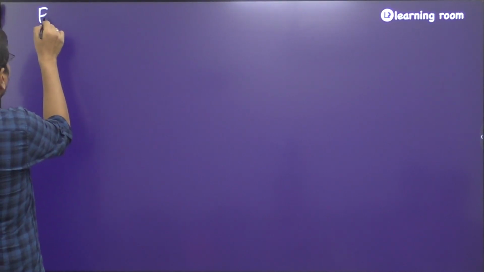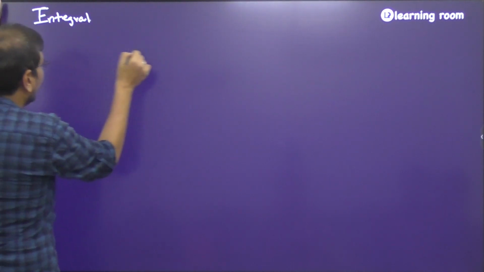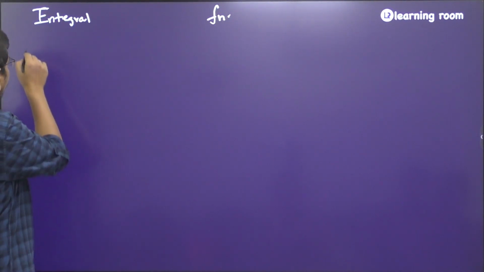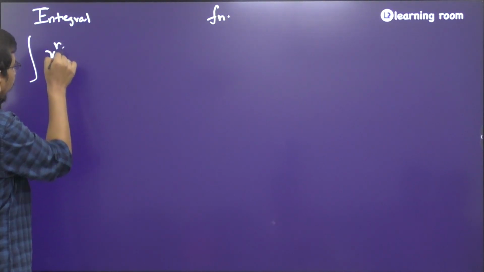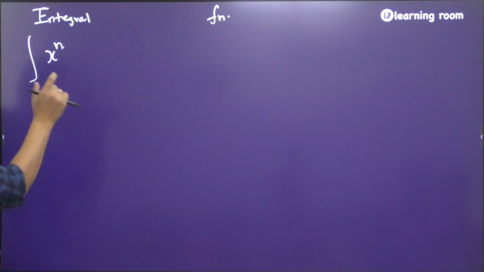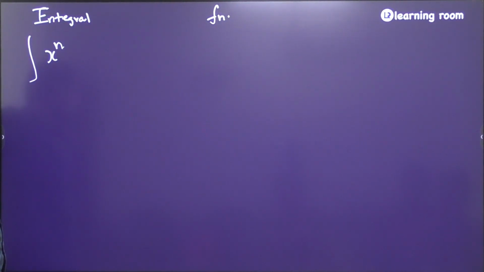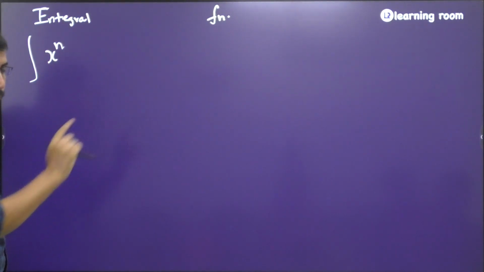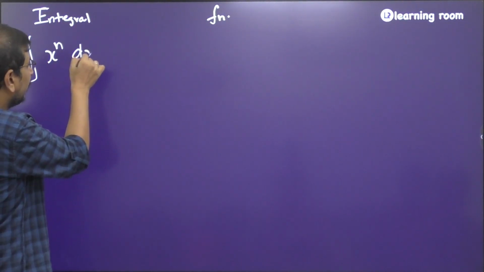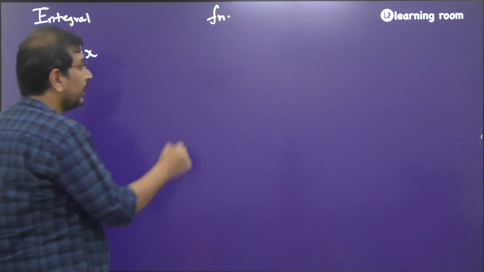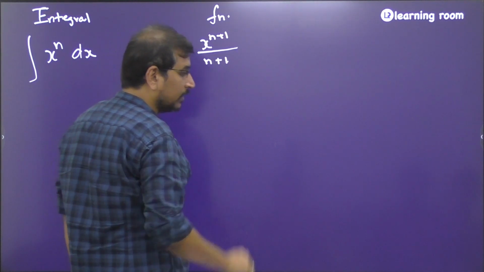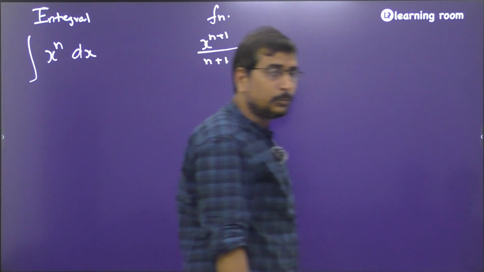So here I will take the integral and here I'll get the function. Okay. So integral of x power n. If somebody gives you a question like this, it is meaningless. So you need integral of x power n with respect to which variable? So it is dx. So integral of x power n dx is going to be equal to x power n plus 1 divided by n plus 1. Right. So this is a point to be noted.